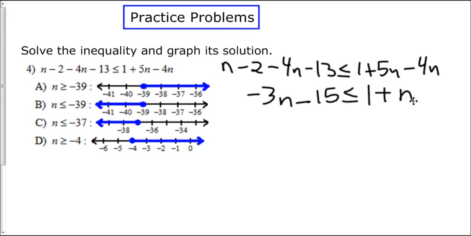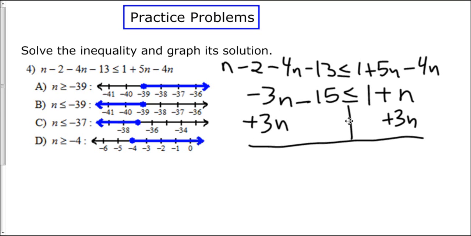Now I've got the variable on both sides. Here you really want to make sure you keep that coefficient positive. That way you don't have to worry about flipping the sign later. So it's helpful if you add 3n to both sides. You could still solve it correctly if you subtracted n from both sides, but you have less chance of making mistakes if you do it this way. So I've got negative 15 is less than or equal to 1 plus 4n.